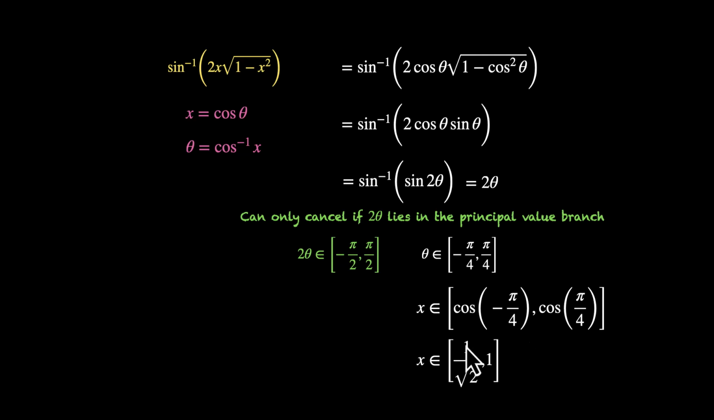So when x is in this range, we can cancel these two and write this as 2 theta. So the identity that we have is sine inverse of 2x root 1 minus x square is equal to 2 times theta, which is 2 times cos inverse x. And this is true when x belongs to this set 1 by root 2 to 1. So when x is from minus 1 by root 2 to 1 by root 2, we have this expression equal to 2 sine inverse x. And when x is in this range, we have this equal to 2 cos inverse of x.